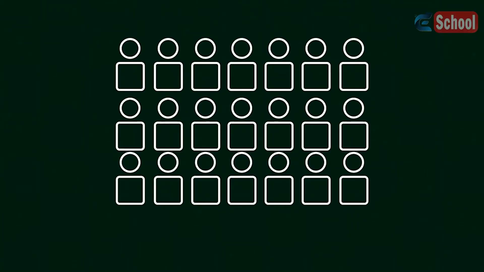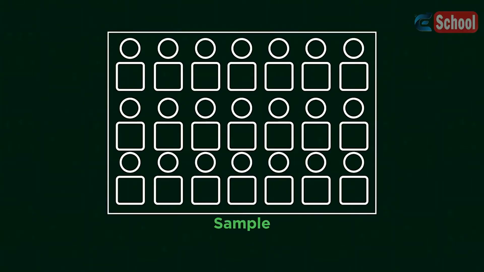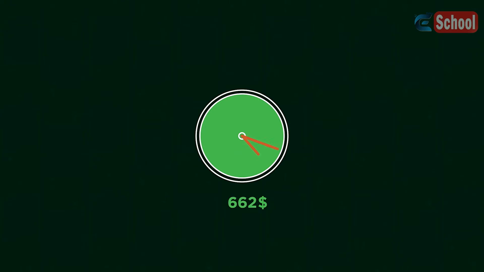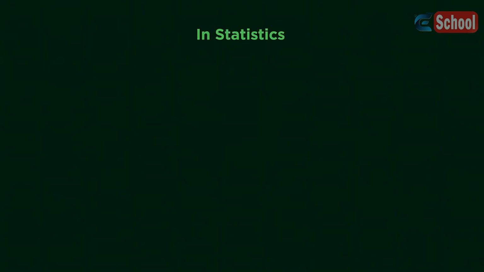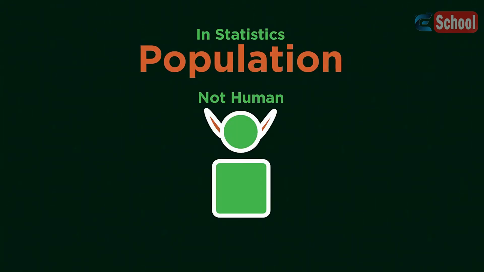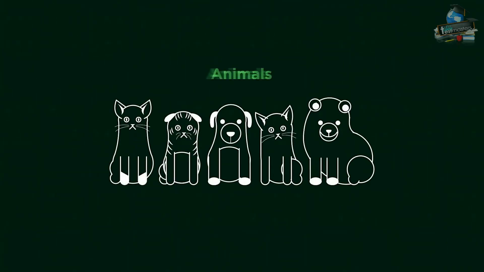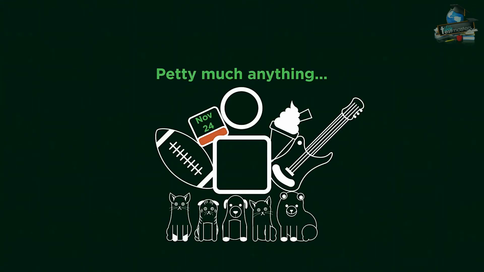Data collection is usually done by sampling a population. A sample is taken because usually the population is far too large to collect data from everyone. It is too time-consuming and expensive. In statistics, a population might not be human. It consists of everything or everyone that's being studied. The population can be people, animals, items, events, or pretty much anything really.